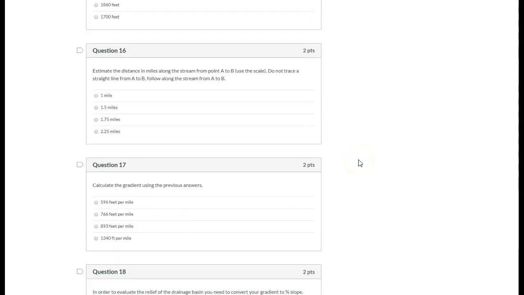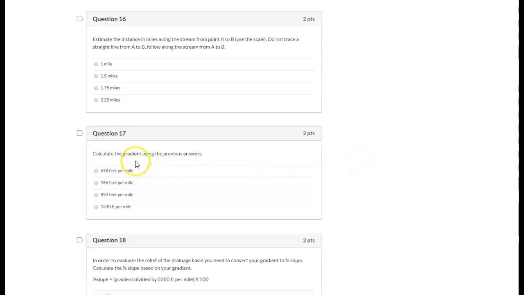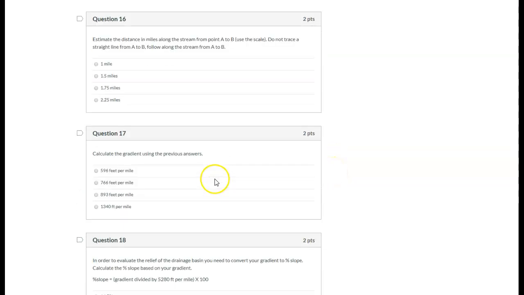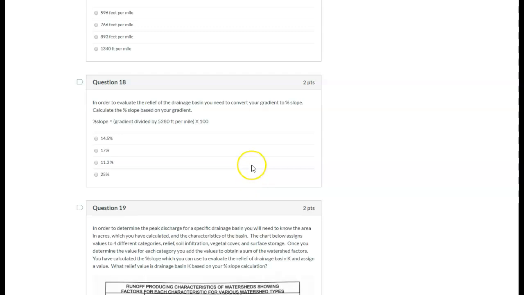Using those two values, you should be able to calculate a gradient, right? So it's the change in elevation divided by the distance that you just calculated. So you can do that, get a gradient, and then we can figure out the slope percent. We need all these values because there actually is a way to look at a drainage basin, look at the properties of the drainage basin, and evaluate how much water can come out of that drainage basin.